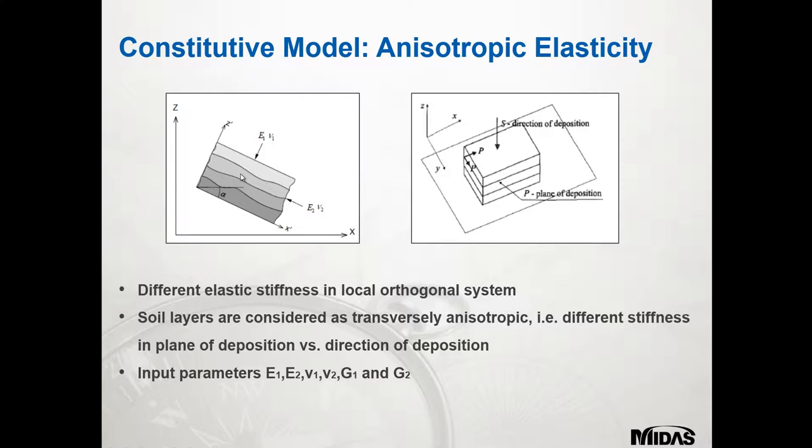Then you've got the soil layers, which are considered as transversely anisotropic, and which have different stiffnesses. As you can see here, there are the different layers, and there's the direction of the deposition going down, and then you have the plane of the deposition as well. So these are the planes moving across. There you've got the input parameters, which are the elastic moduli, the Poisson's ratio, and also the shear moduli, which is indicated as G1 and G2.